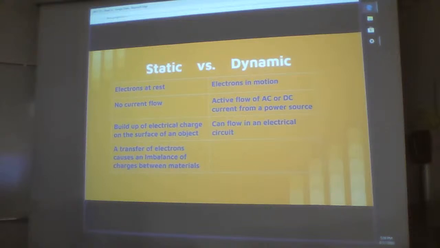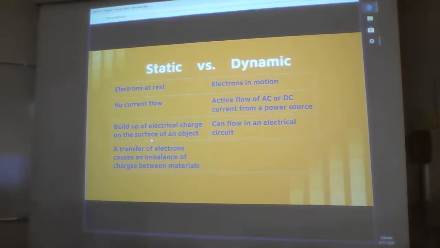So here we have static. So the differences between static and dynamic electricity, some of the characteristics of these things. Static electricity, the first one up here. The difference between static and dynamic electricity as it relates to electrons. Static electricity, electrons are electrons at rest. Dynamic electricity, electrons are electrons in motion. In static electricity, we don't have any current flow. Static electricity doesn't carry a current.